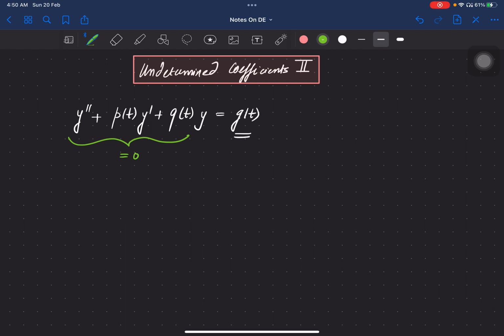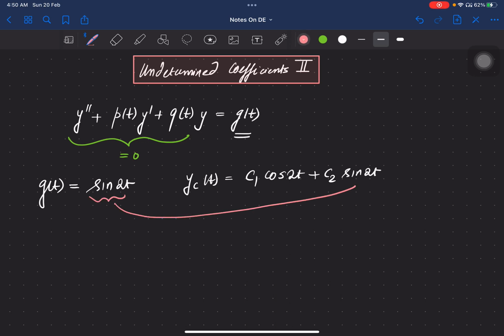But suppose the function in g of t, so let us take the last example only. In the last example, if you can recall, g of t was sine 2t. So suppose we have a differential equation where the homogeneous part has the general solution y c t equal to some c1 cos 2t plus c2 sine 2t. Then you can see that this sine 2t is a part of the solution. So then the trial solution a sine 2t plus b cos 2t will not work.